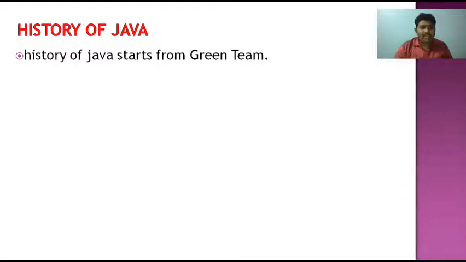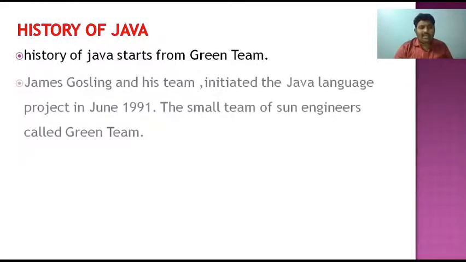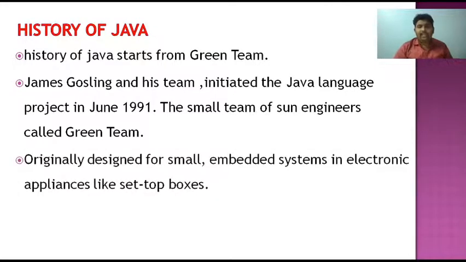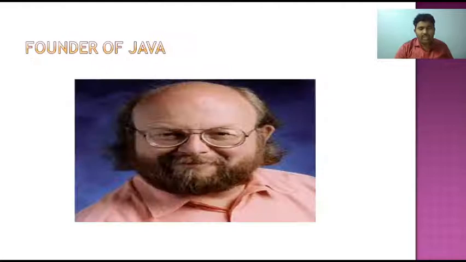Basically, the history of Java starts from a team called the Green Team. What is this Green Team? Scientists like James Gosling and his team initiated this particular project in the year 1991. It was a small team of Sun engineers called the Green Team. The main aspect behind it was that they wanted to develop some kind of small software to be used in set-top boxes. James Gosling is the founder of the Java programming language.